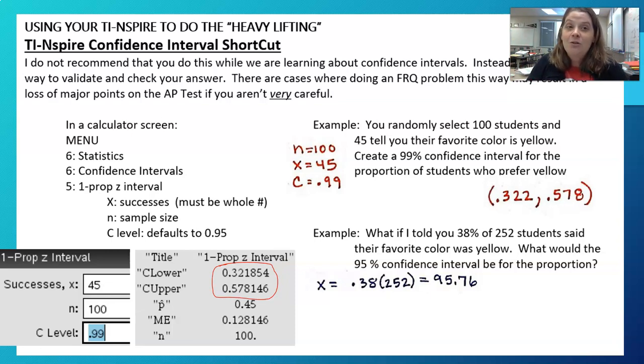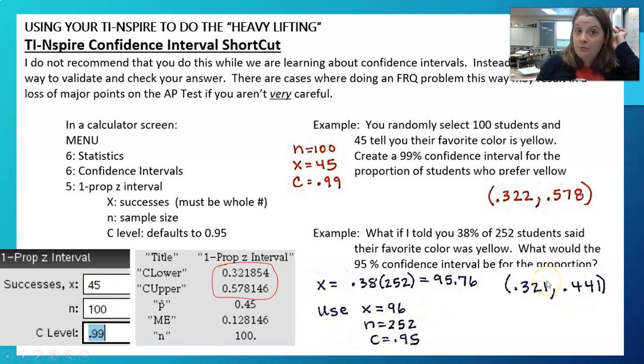Just like n, it has to be a whole number, and so for x, you want to use the nearest whole number, 96, in that spot. If you type in 95.76, you're going to get a domain error. It's not going to like it. So you want the nearest whole number. So you type in 96 and 252, and at 95% confident, and it's going to give you your answer, 0.321 to 0.441.